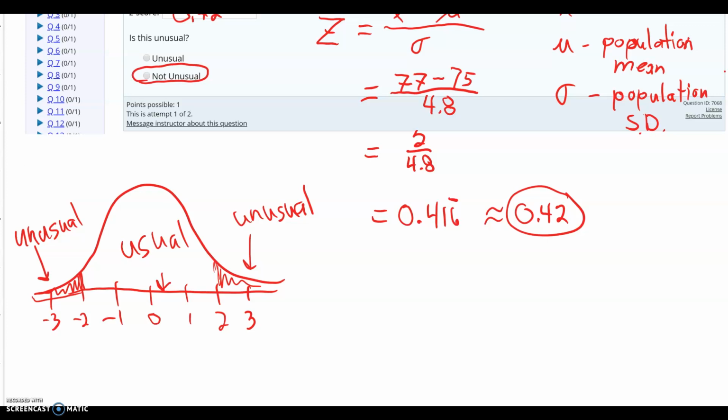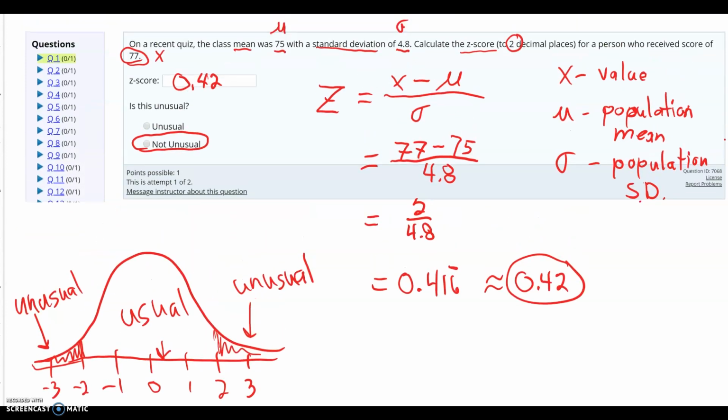All right, I hope this video helps with this question. It's pretty straightforward in terms of just doing the formula with the z-score and then determining whether or not your z-score is unusual.